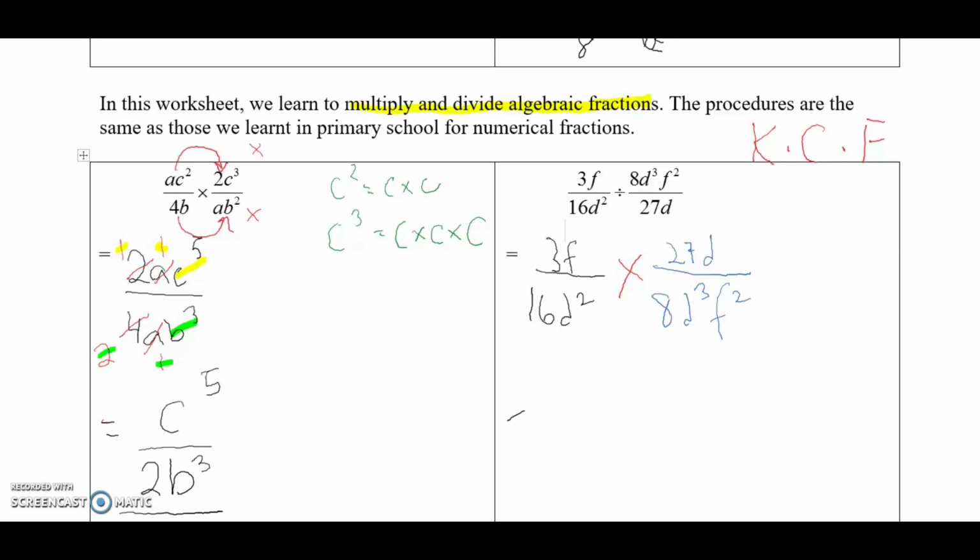So now, we can simplify this algebraic fraction either by multiplying numerator to numerator and denominator to denominator, or we can also straight away divide any common factors for the numerator and the denominator. So for this case, we notice that f is the common factor. So for the numerator, we can divide f by f, which gives you 1. And for the denominator, f squared divided by f gives you f.